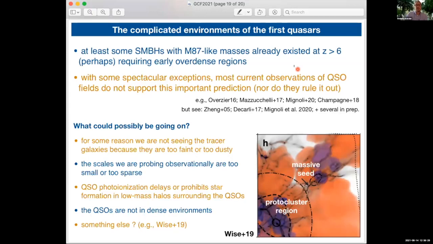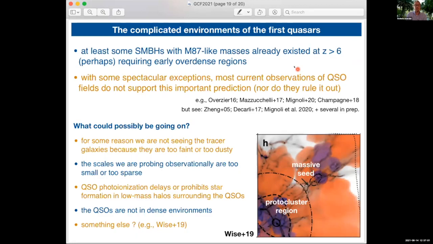My last slide, another topic I think that will come up today even, are the complicated environments of the first quasars. I think theory tells us that these first quasars should form in the densest environments in the early universe. However, even though some spectacular examples exist, I would still argue that most current observations of these high redshift massive quasar systems do not support this important prediction from theory.